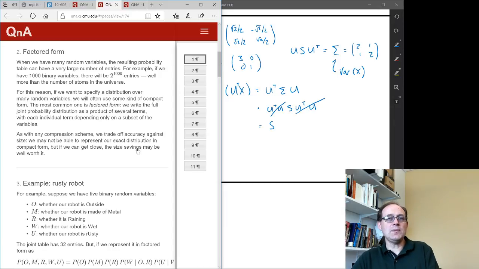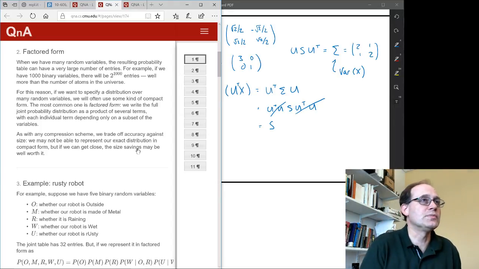And so the most common compressed form is what's called factored form. And again, this is a topic that is going to be covered in much more depth in 601 or 701, but it's something that I think is helpful to think about just as a precursor to those courses.